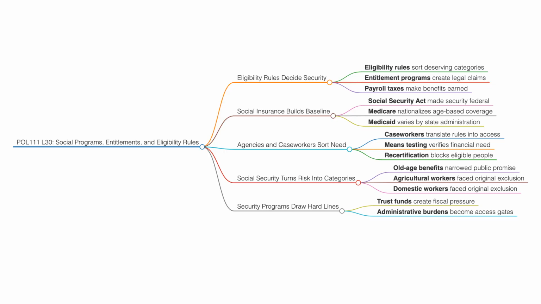The ink also records the exclusions. Domestic and agricultural workers sat outside the original old age insurance machinery because lawmakers wanted a narrower payroll base and because the racial labor order of the South still had veto power inside Congress. The statute built dignity for many wage earners while withholding the same security from millions whose labor was just as necessary. That is what tactical source reading looks like here. The category line is where the moral claim shrinks into a political bargain.